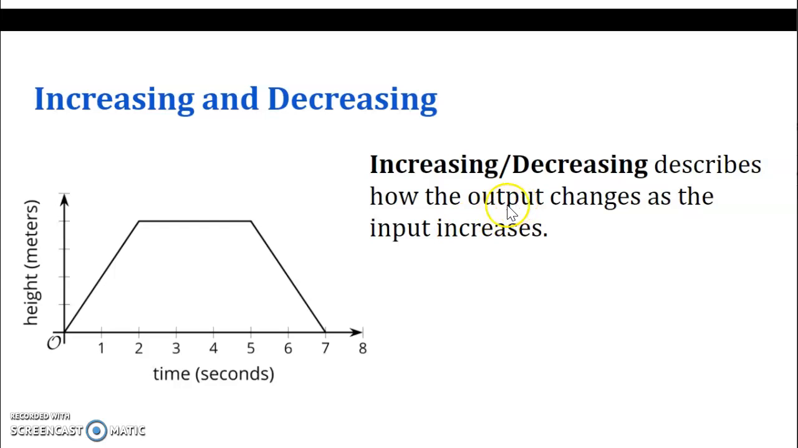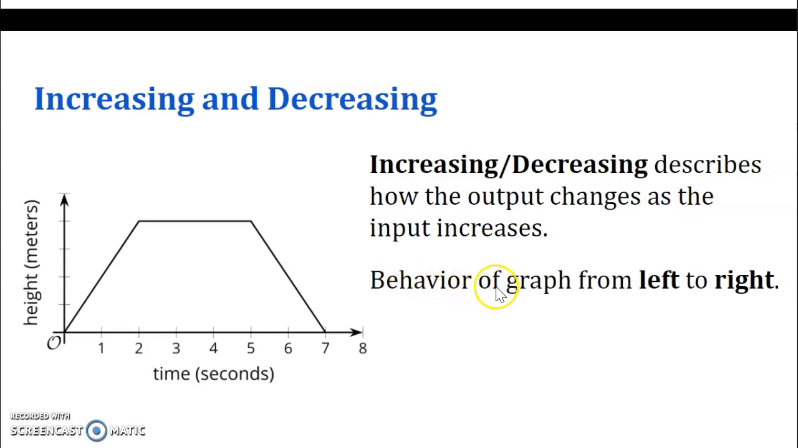So what is output? Output is the y value, right? How does the y value change as the input? What's input? That's the x value, okay? Input increases. That means really we're talking about the input is increasing as we're going from 0, 1, 2, 3, 4 going to the right. So we're asking, as the input is increasing going from left to right, how does the y value output change? So the behavior of the graph from left to right is what we are really talking about.